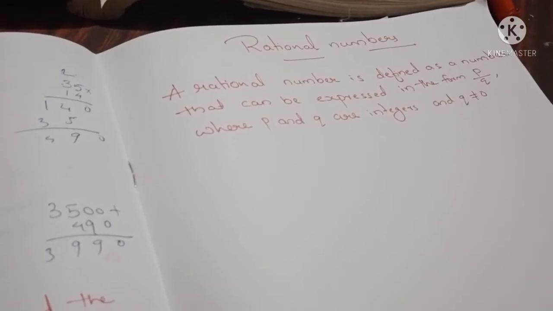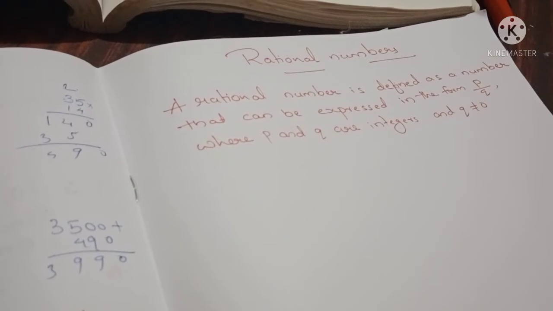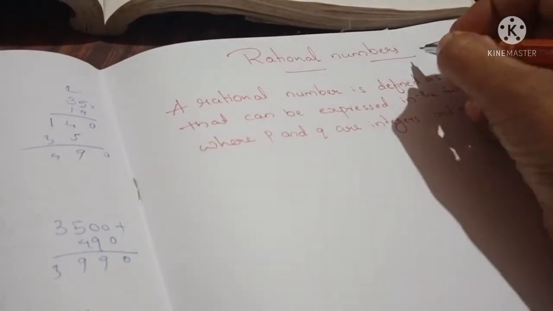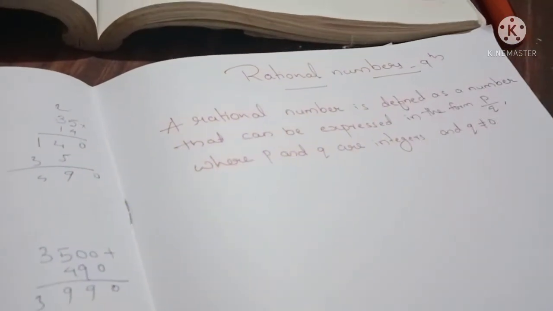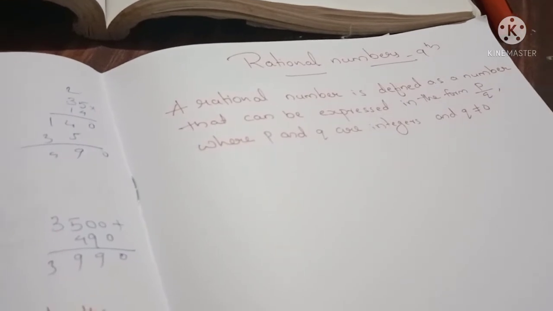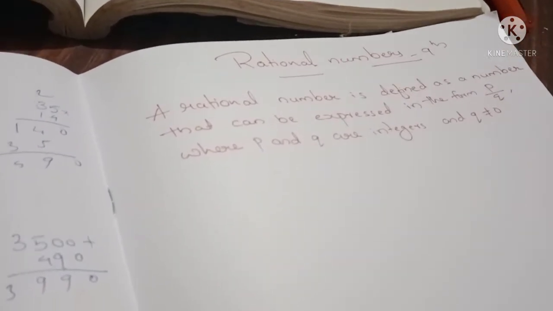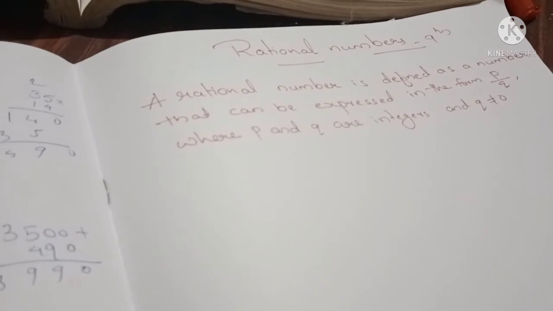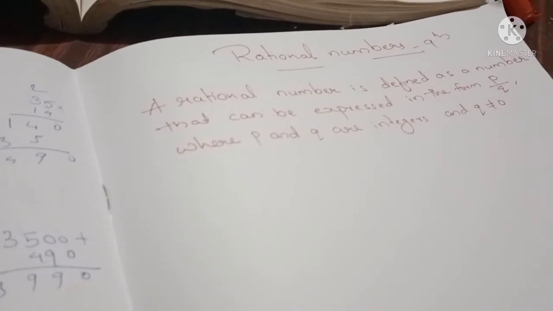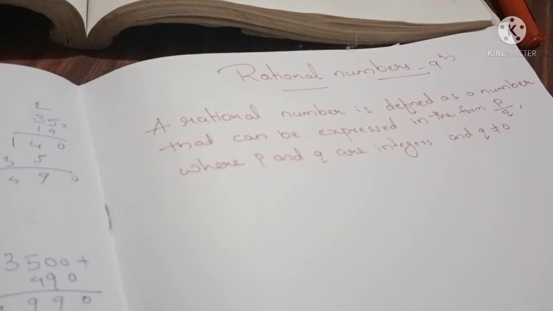Today we are going to discuss the next chapter, which is rational numbers, your ninth chapter. This chapter is also for your periodic test. Let us start. So what are rational numbers? That is what we first want to discuss. What are rational numbers? Can you tell?